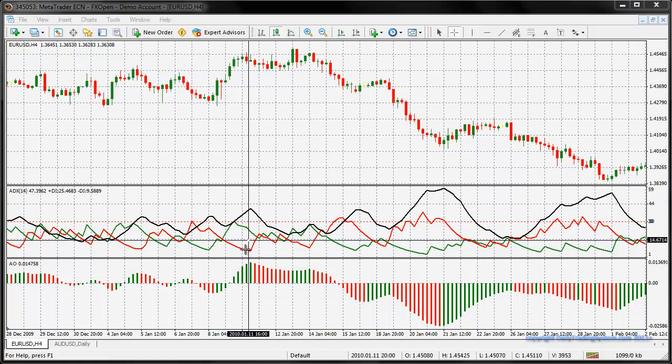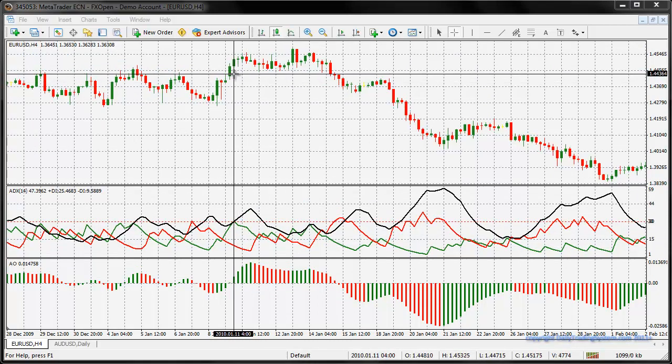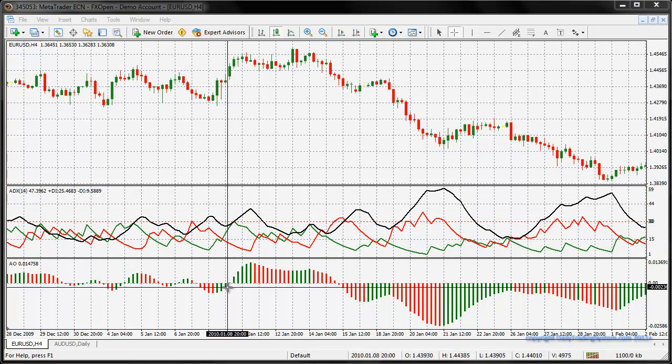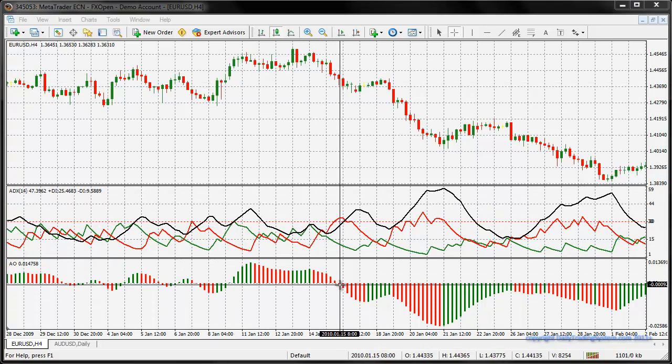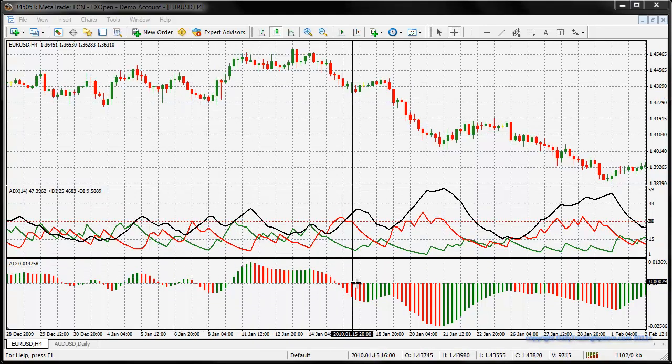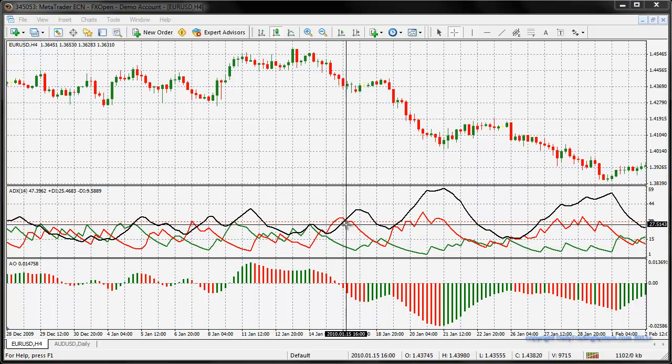Now where these buy signals have appeared on the ADX, you basically want to take a look at these areas right here, and then look for any congestion areas. Now that's one way that we could possibly look at it.